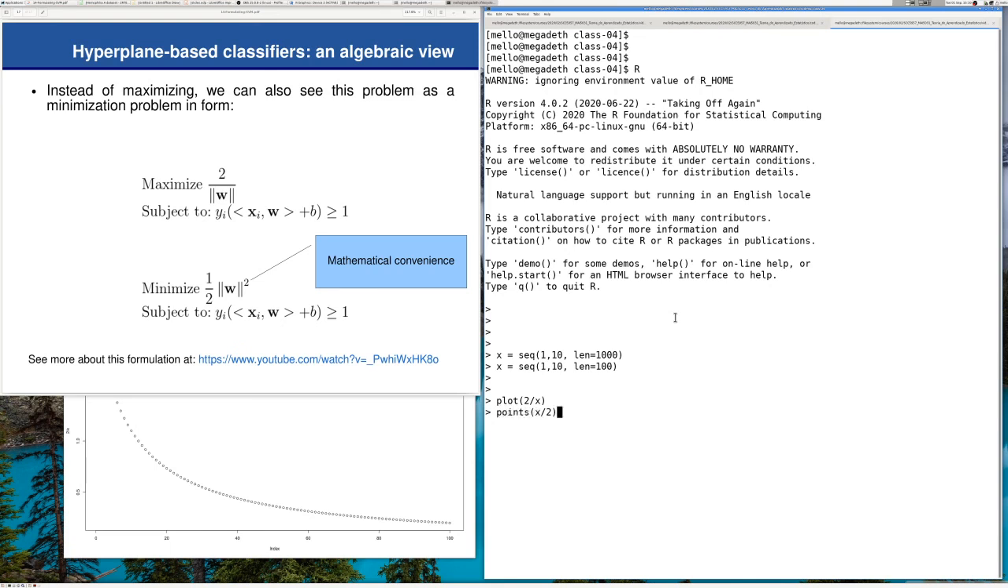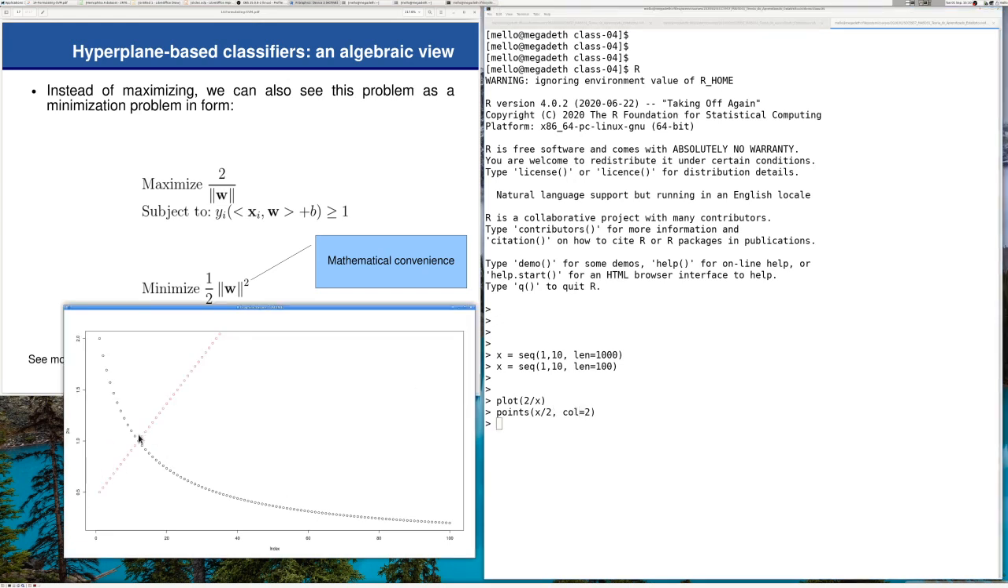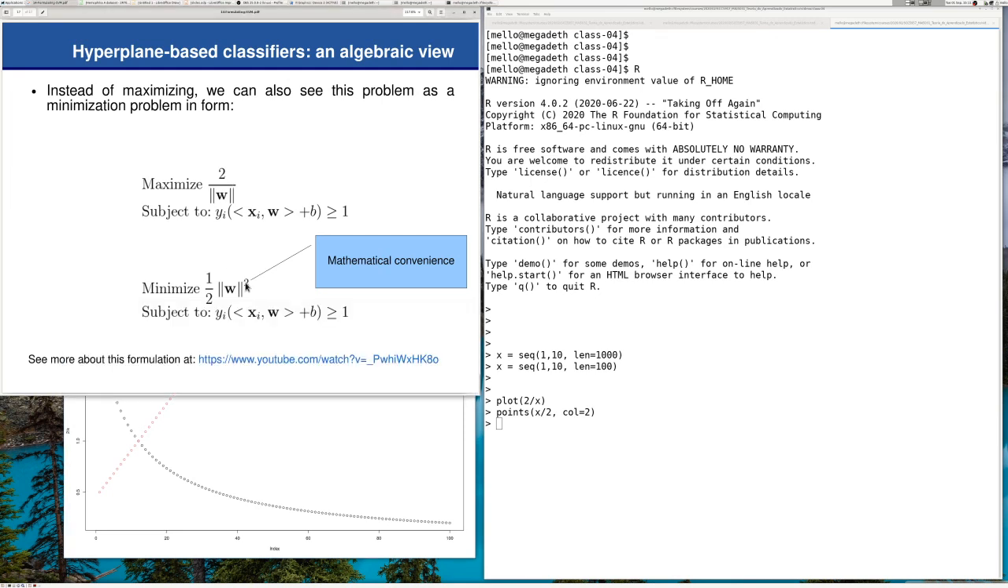Let's plot it like this, using points in a different color. Take a look. I'll just have a different function, as you guys might notice here. The function goes here, goes like this, okay? So take a look. If here I'm maximizing and I'm reducing the norm, if here I'm minimizing, I am reducing the norm as well. So the problems are equivalent.